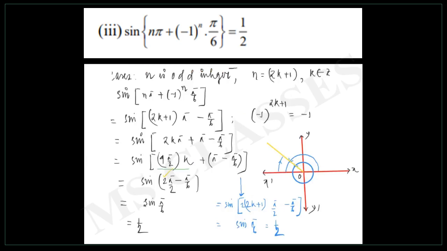So here we can write that from case 1 and case 2, sine of n pi plus minus 1 to the power of n pi by 6 is equal to half. If we combine the two cases, we can say that this is always equal to half for any integer n. There is no restriction; n can be any integer.